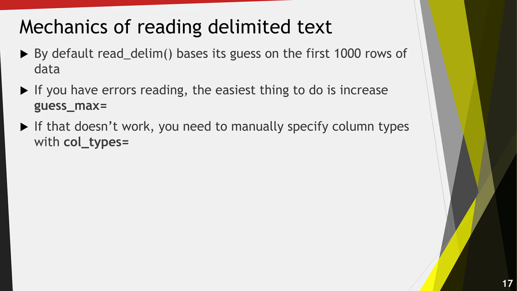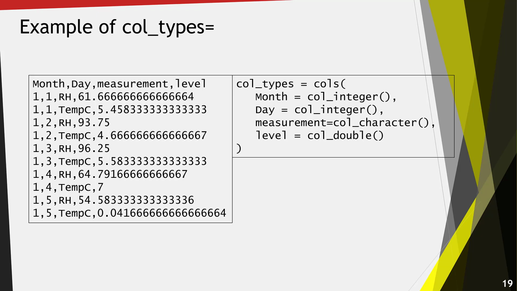That doesn't always work, and sometimes you need to manually specify column types. You do that using the col_types argument. How does col_types work in R? You provide a special argument to readDelim called col_types.